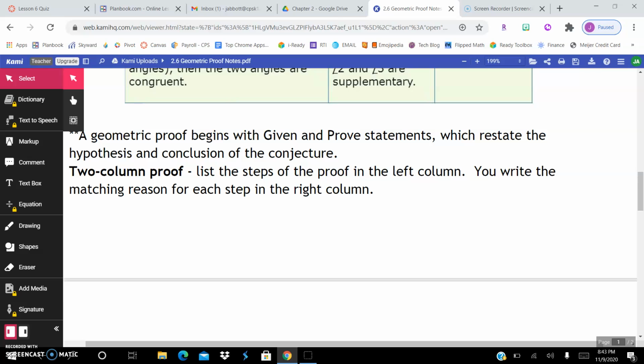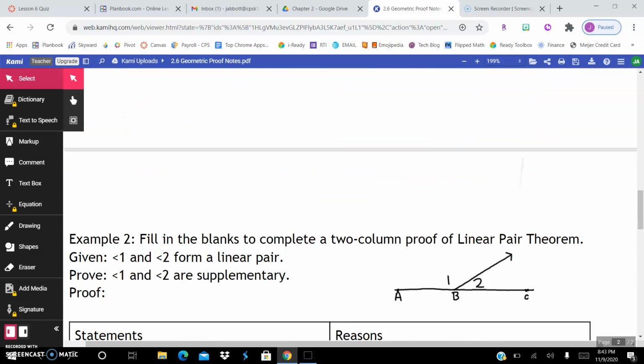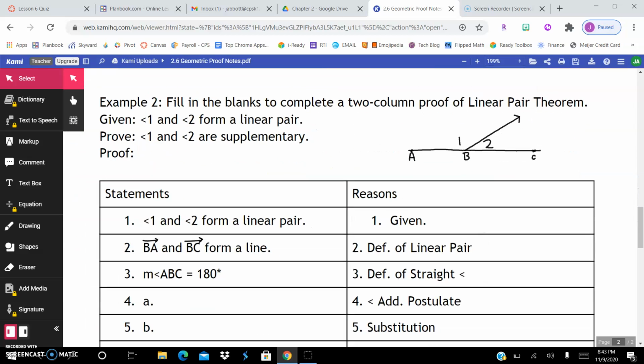So a geometric proof begins with given and prove statements, which restate the hypothesis and conclusion of the conjecture. So we're going to use a 2-column proof, which is listing the steps of a proof in the left column, and you can write the matching reason for each step in the right column. So example 2 says to fill in the blanks to complete a 2-column proof of a linear pair theorem.